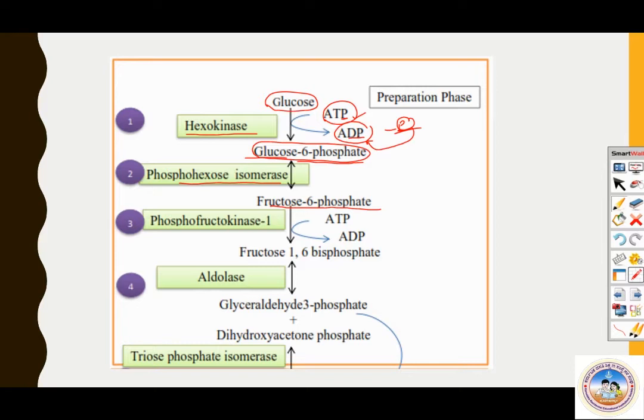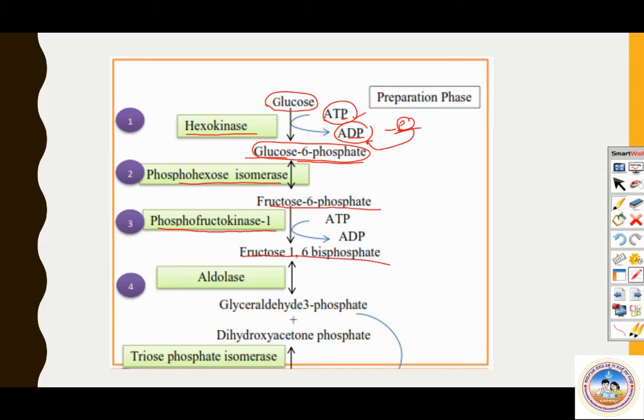Am I clear to you? So for isomerization, you require which enzyme? You require your phosphohexose isomerase. Okay, moving ahead. Now your fructose 6-phosphate, in the presence of the enzyme phosphofructokinase, what will happen? It will get converted into fructose 1,6-bisphosphate.